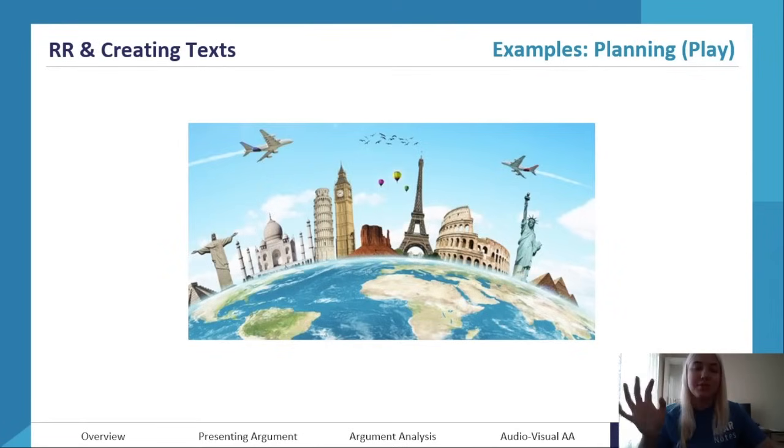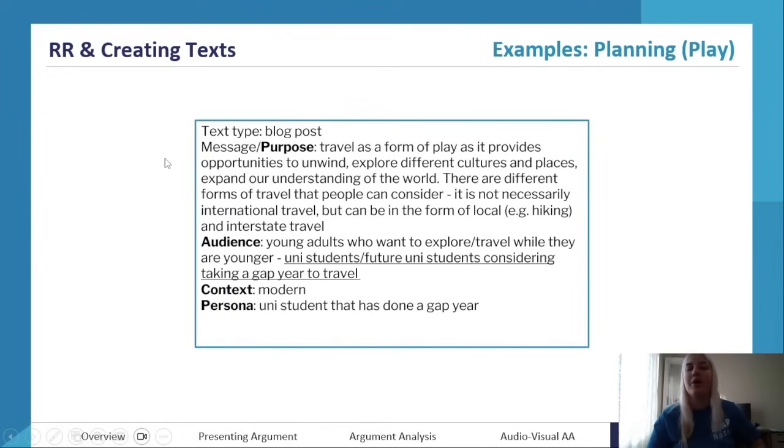So a key part of scoring good marks is appropriately applying your prompt. So you must write this piece about travel of some kind, okay? It's quite narrow. So in this plan, you can do a dot point plan like this, just making sure you're covering all of the key elements that you need to tick off on the rubric. So the text type is going to be a blog post. The purpose or the message is going to be that travel can act as a form of play.